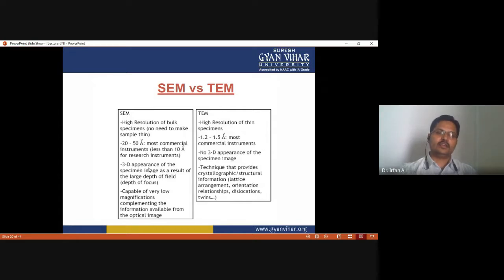and 3D appearance of the specimen image as a result of the large depth of field, and a technique that provides crystallographic structure information like lattice arrangement, orientation, relationship, dislocation. Okay, while it is capable of wide magnification, it complements the information available from the optical image.